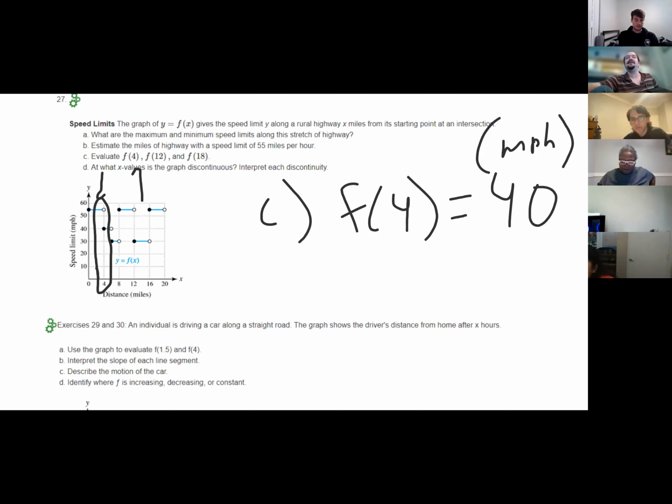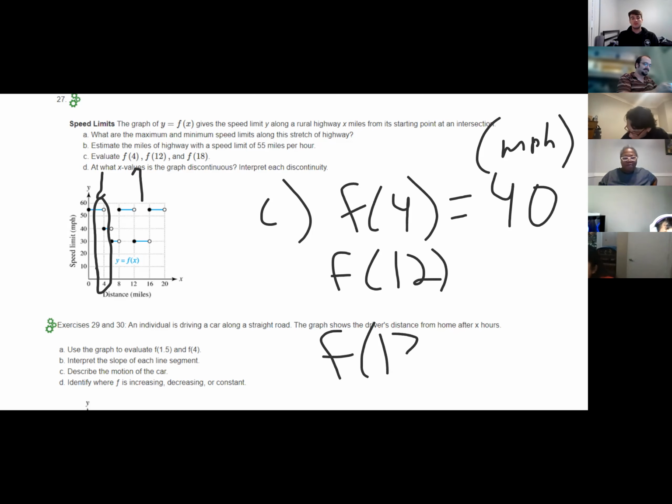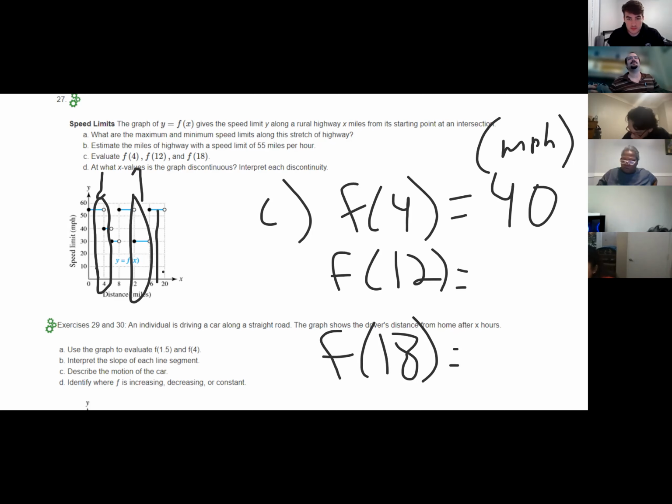F of 4, F of, what is it, 12 is another one, F of 12. I think these are all asking kind of the same question, just with different points. They're really trying to make sure you understand if I go here at F of 12, or if I go here at F of, well, actually 18 is right there, isn't it? So what is my F of 12? I think that one's at where?